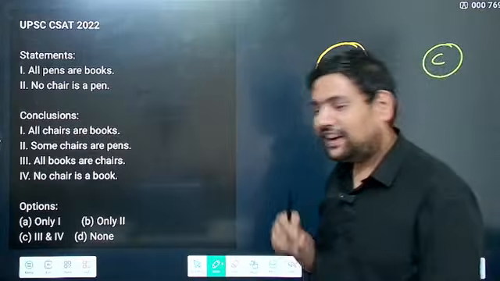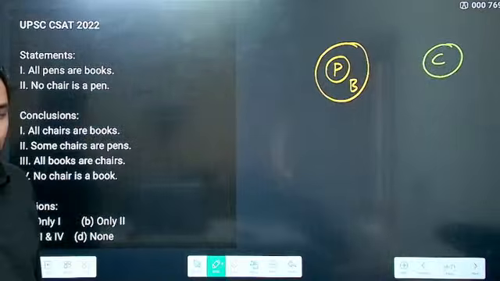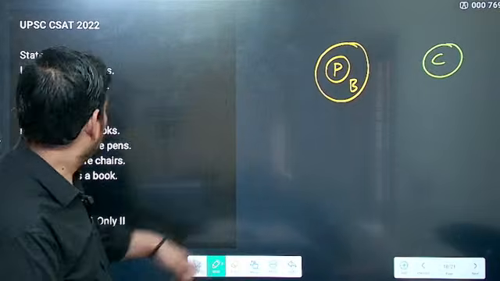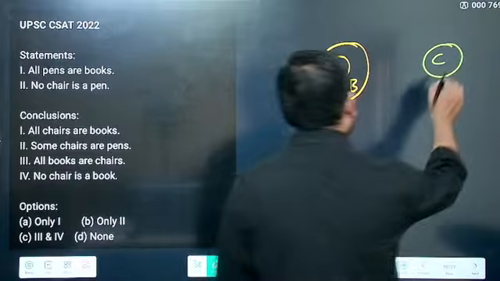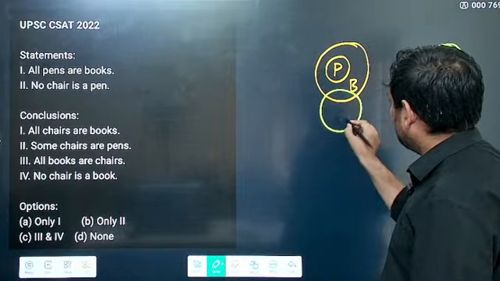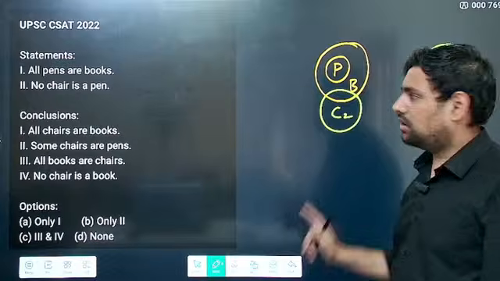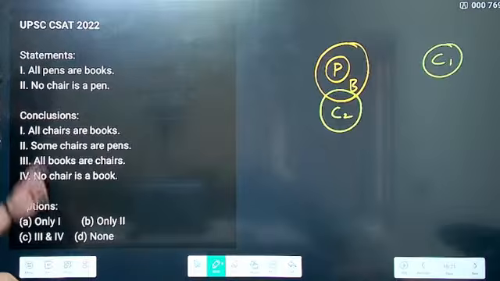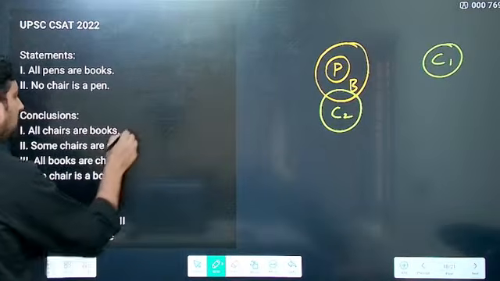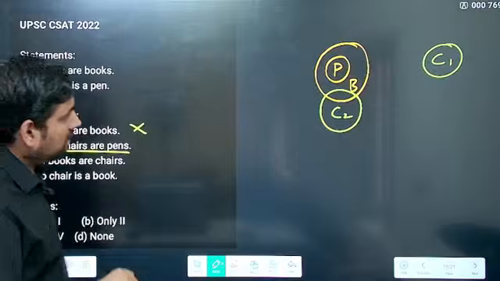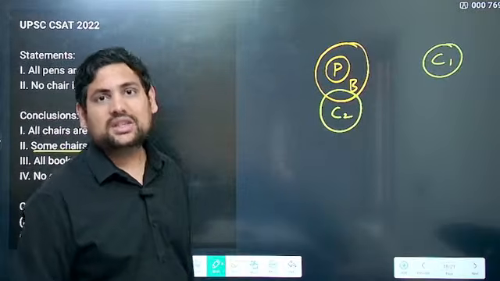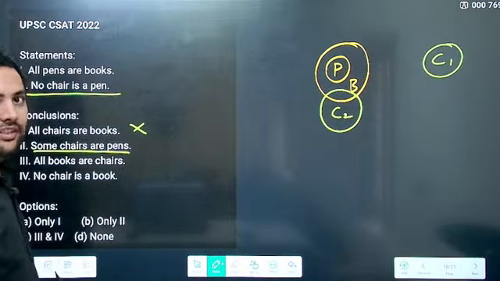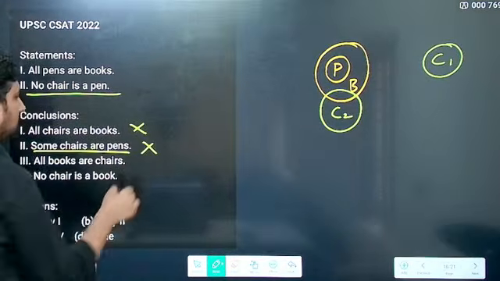The other thing, again the same possibility: I know the relation between pen and chair, but not between book and chair. So this is, let's say, C1. Then another is possible, that is C2, which intersects with the book, of course not with the pen. So these are the two possible diagrams. Now all chairs are books, of course not holding in any diagram. Then some chairs are pen. Now this is not possible. Why? Because no chair is a pen. So some chair being pen, not possible.